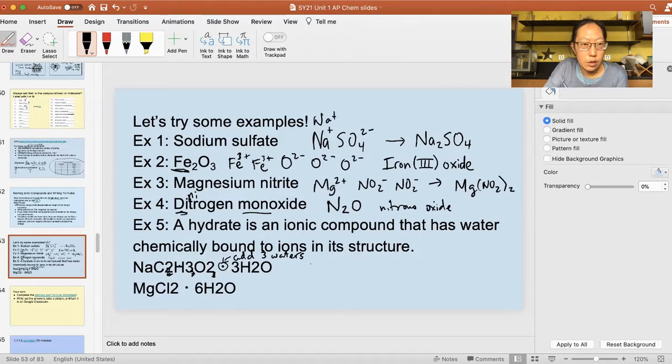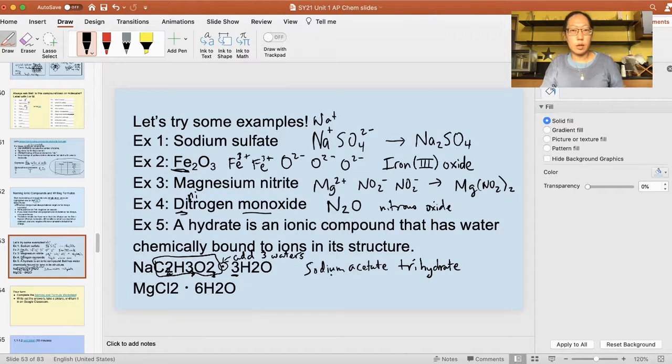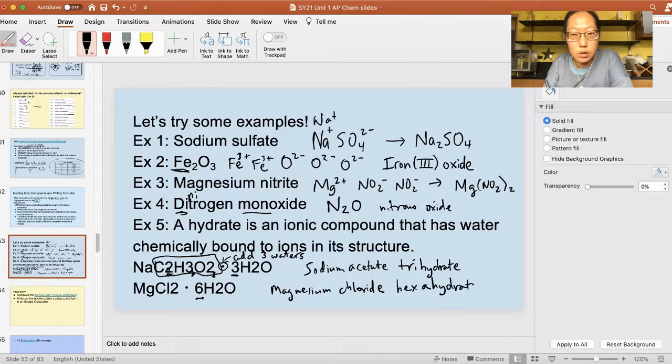So we would call this Na is sodium. This sort of complicated ion here is called acetate. And what we do is we use the prefixes from molecular compounds and we say trihydrate. So that's how we name these. This second one is magnesium chloride. The prefix for 6 is hexahydrate. Okay, so those are our naming examples, and clearly we did not get as far as I hoped.